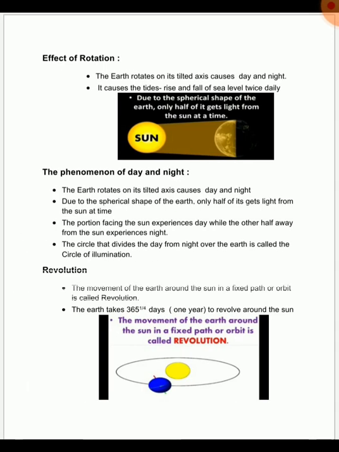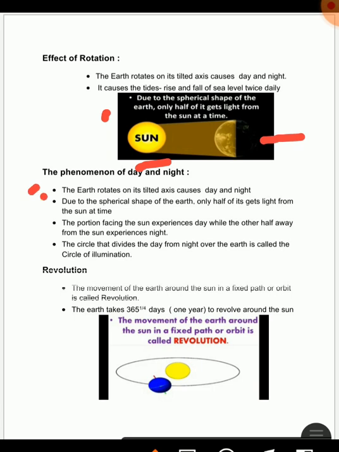Next is the effect of rotation. What's the effect? The Earth rotates on its tilted axis, causing day and night. It causes the tide to rise and fall from the sea level twice a day. So here you can see, due to the spherical shape of the Earth, only half of it gets light from the Sun at a time and the rest half is in the dark. So the phenomenon of day and night occurs from here.